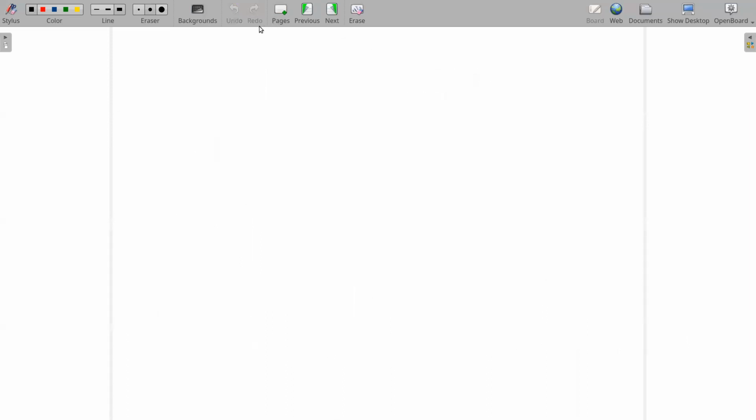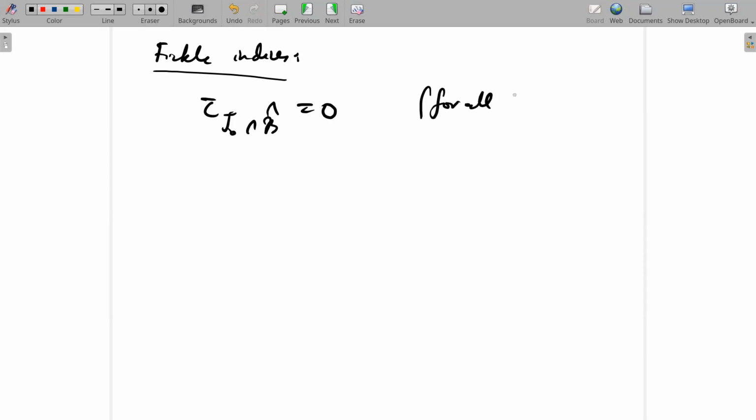Okay. Now let's look at fickle indices. So now C bar of J naught intersection B hat is equal to 0. So this is for all indices in B hat. So why is that? What is J naught? Yeah, so in B hat, this is a basic column. So J naught is all those fickle indices, and B hat is the new basic.